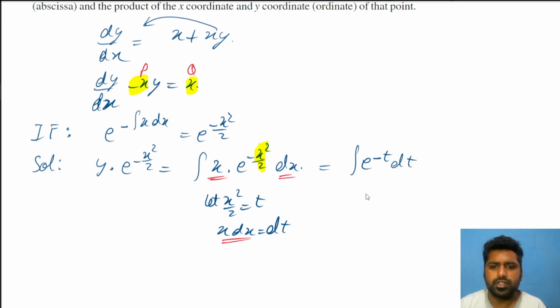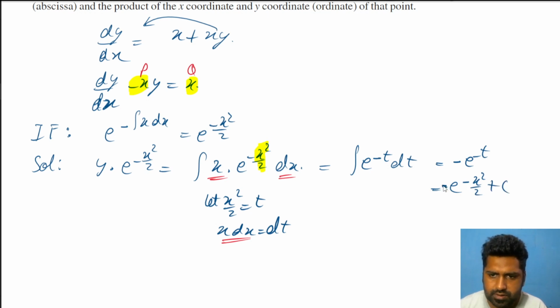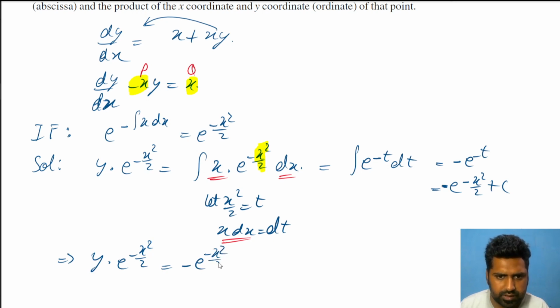What is the integration of e raised to power minus t? That's minus e raised to power minus t, or in a way we can say e raised to power minus x square by 2 with a negative sign and plus c, of course. So we have done the integration. So final answer, y into e raised to power minus x square by 2 is equal to minus e raised to power minus x square by 2 plus c.